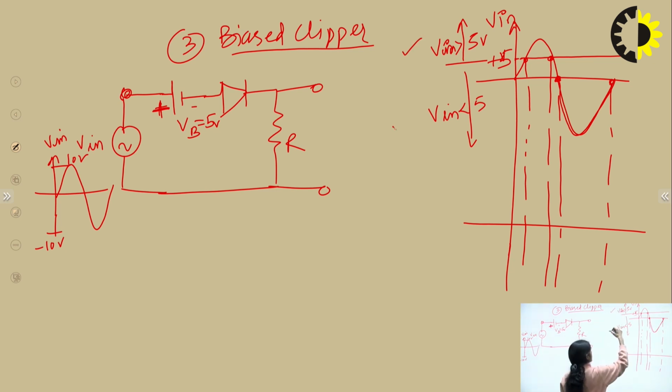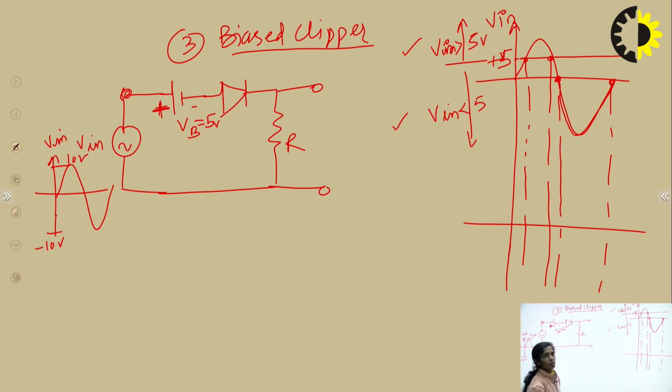Case 1 is V in greater than 5 volt, and case 2 is V in lesser than 5 volt. This is the method in which we just have to check two cases. We don't have to check the positive cycle separately, and we don't have to check the negative cycle separately. We just have to check the two cases. So in case 1, first we will see here.